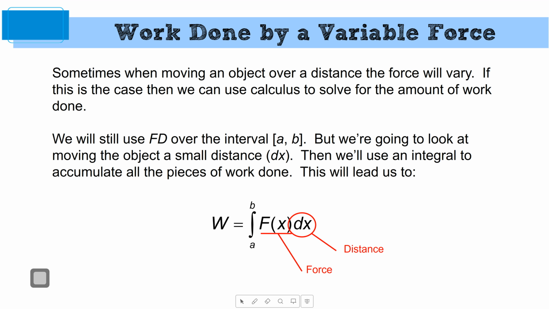The integral accumulates all the distances that object will move. Calculate a small distance and then add up all the small distances, because as it says there, it accumulates all those pieces of work.